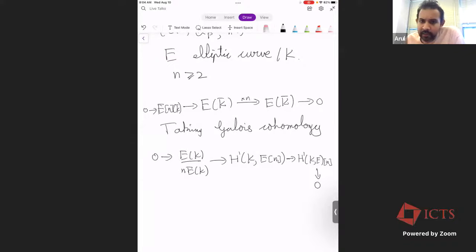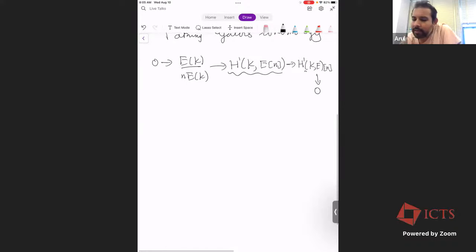So this is very similar to the setup we started off with. This group E(K) mod nE(K) also mapped into the Selmer group, which mapped into the n-torsion in the Tate-Shafarevich group. Basically what we're going to do is construct the Selmer group as a subgroup of this when K is Q, and that's what we'll be using. But first, because E(K) mod nE(K) is really what we want to study, let's try and understand these cohomology groups a little bit better.